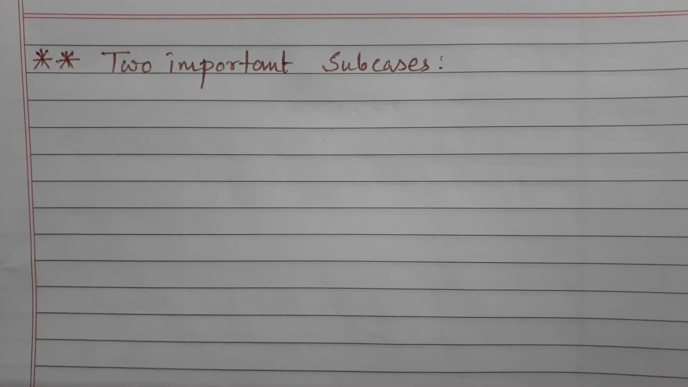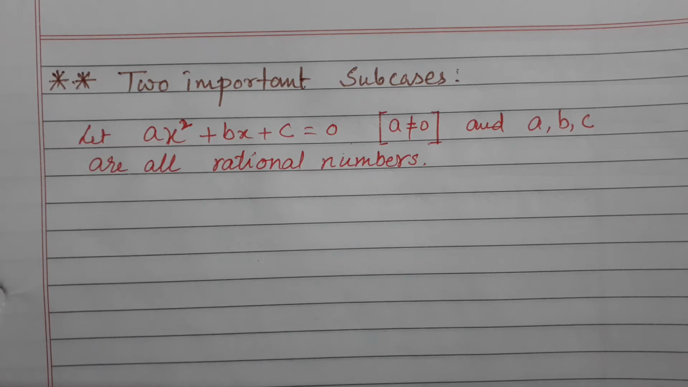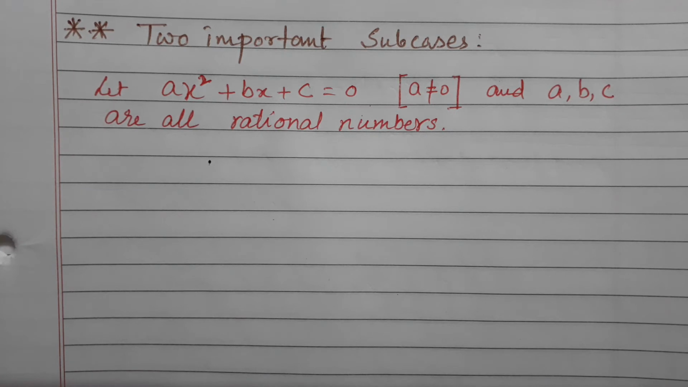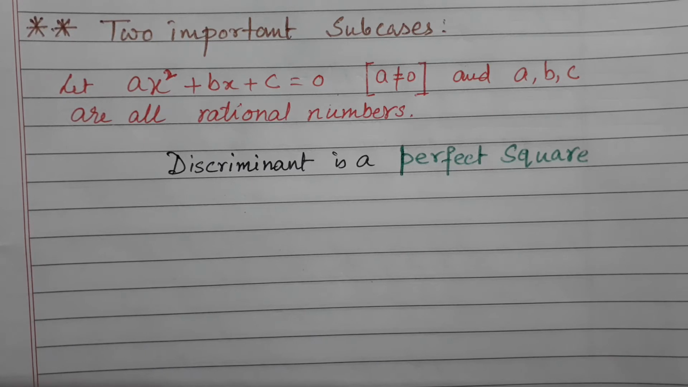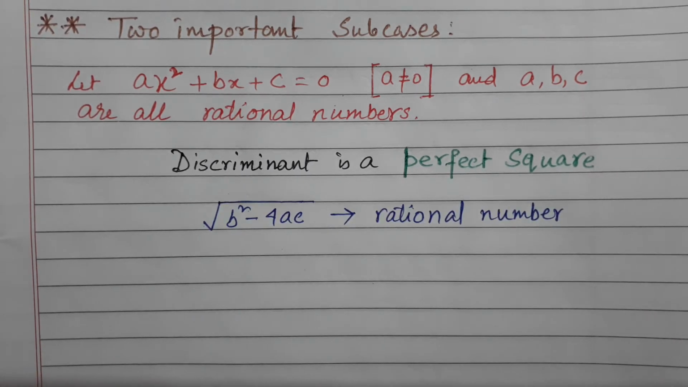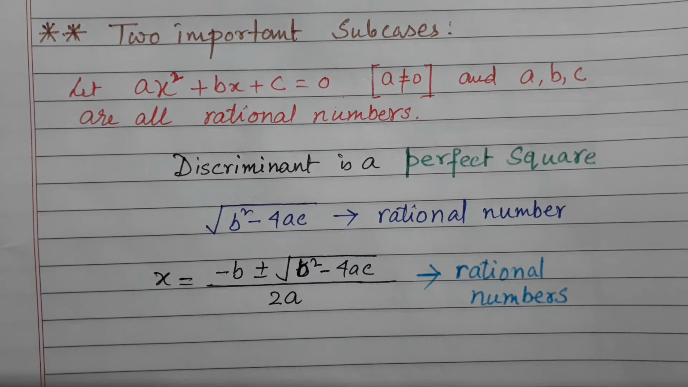There are two more important subcases. Suppose ax square plus bx plus c equals 0 is the quadratic equation where a, b, c are all rational numbers. The conclusion will be the same as the previous one, but there will be more refinement. Like for discriminant greater than 0, if the discriminant is a perfect square, then the root over of b square minus 4ac will also be a rational number, and hence the values of x will also be rational numbers.